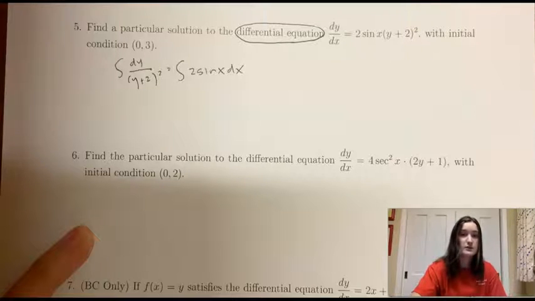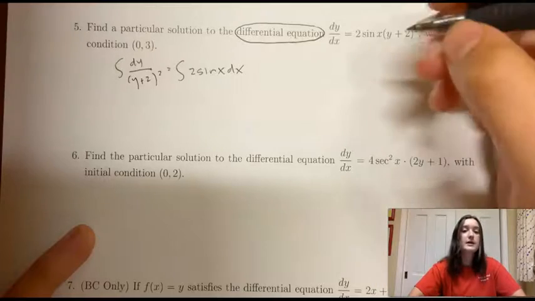That's why I have dy over (y + 2)², but I don't have a fraction in the second one where I just have 2 sin x dx. So let's go on and do the integrate step.